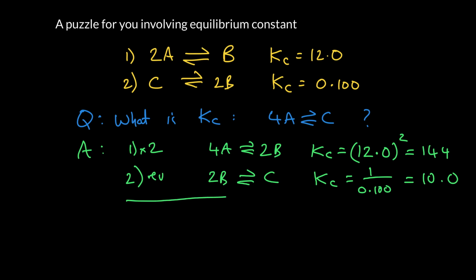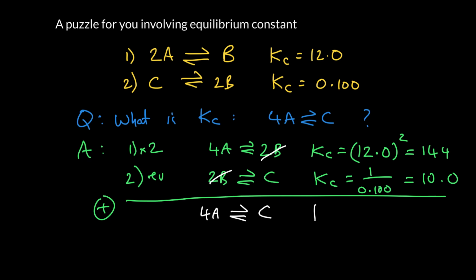And at this point, we can sum everything together, and I think we're going to be good. If we sum them together, we can see the 2 B's would cancel, and so we get 4A on the left and C on the right. And remember, we don't sum the equilibrium constants, we multiply them together. So if we multiply 144 by 10, we get 1440. So that is the end of the puzzle. Did you get it?